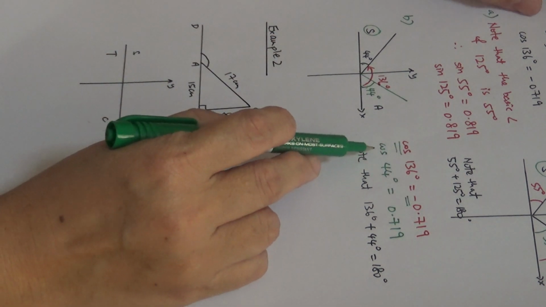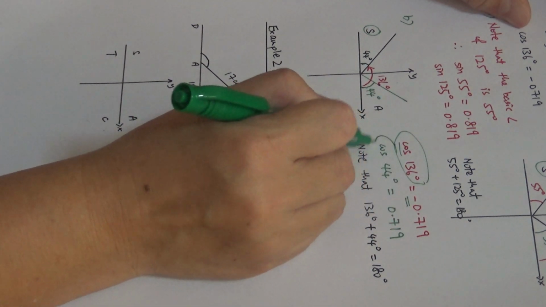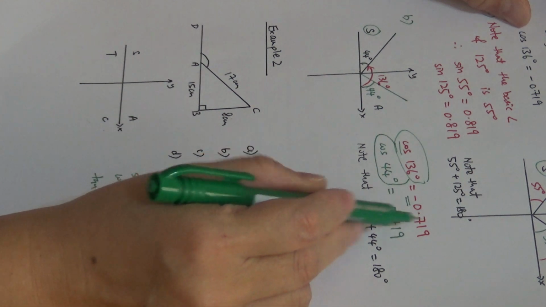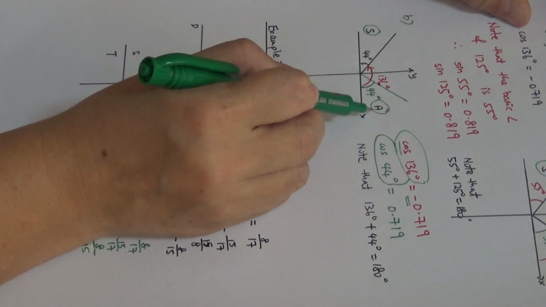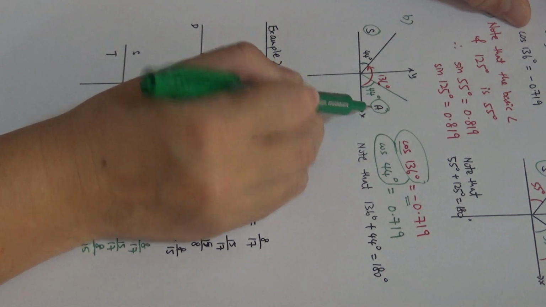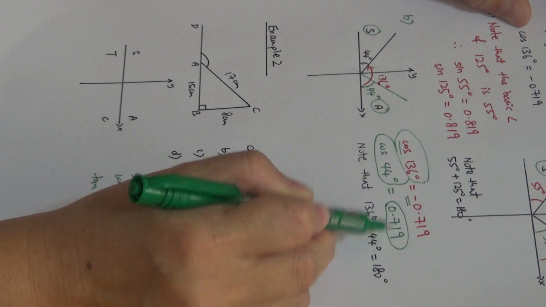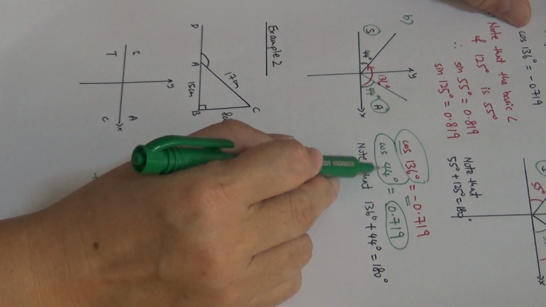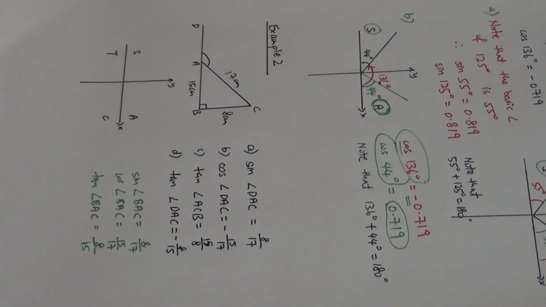Now, the question asks for cosine 44. Now, cosine 136 and cosine 44 will have the same numerical value, but because 44 lies in the first quadrant whereby all the ratios are positive, therefore I only take 0.719 and not negative. Okay, so please take note of that.